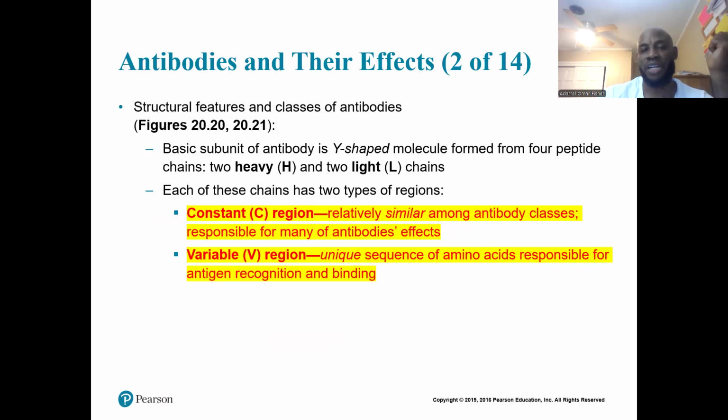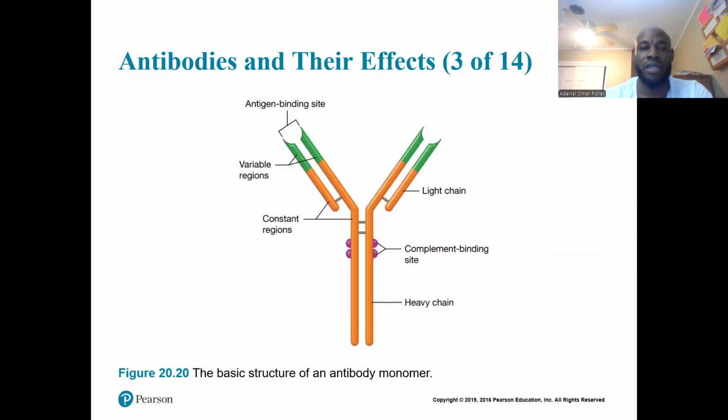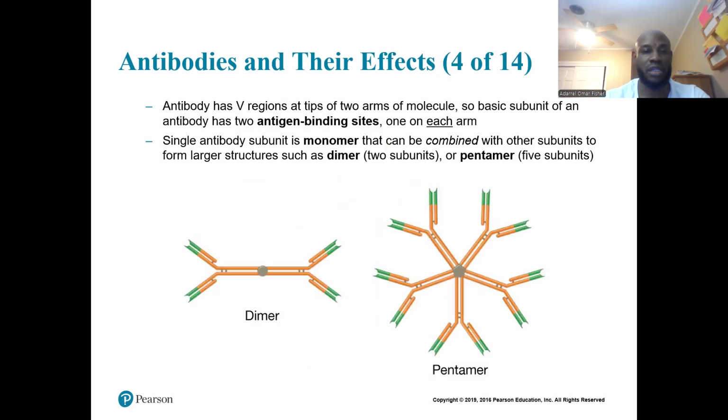The basic unit of antibodies is a Y-shaped molecule, 4 peptide chains, 2 heavy, 2 light. You have this constant C region, which is relatively similar, and you have this variable V region, which is a unique sequence of amino acids responsible for antigen recognition and binding. So we have the constant region, which is basically the same for most antibodies, and then we have this variable region to make our antibodies specific.